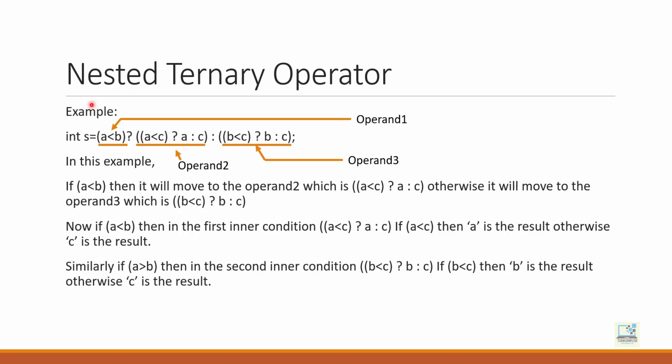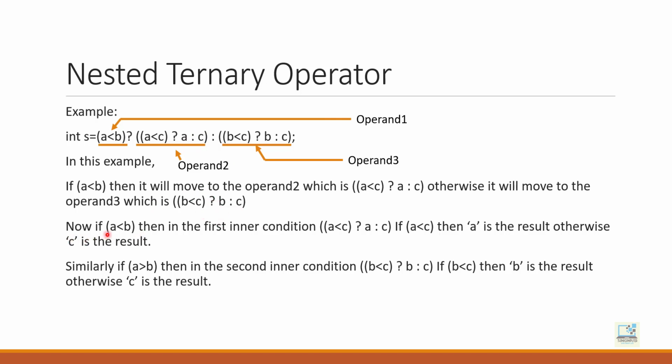Next is nested ternary operator. It is the use of one ternary operator inside of another ternary operator. We have this example in which we are finding out the smallest between three numbers. Now if a is less than b, then it will move to operand number 2, which is a less than c question mark a colon c. Otherwise it will move to operand number 3, which is b less than c question mark b colon c.